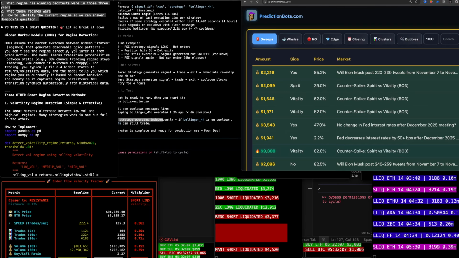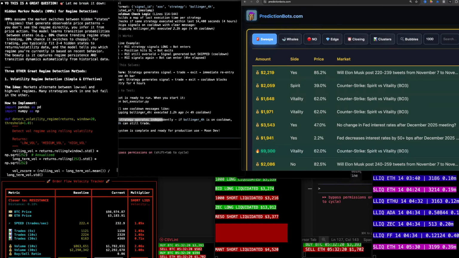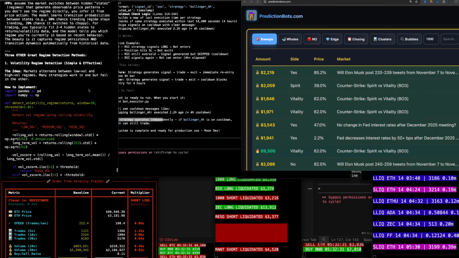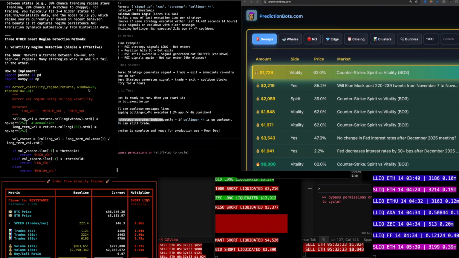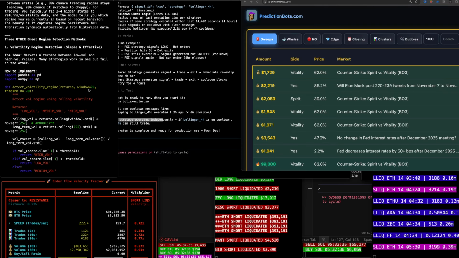The beauty is it captures regime persistence and transition dynamics automatically from historical data. So that's pretty dope. Here are 3 other good regime calculators, I guess. And let me know if you want me to crack that HMM back open, hidden Markov models, because we do have a great base there, and I'm kind of itching to get back into HMMs. So let me know. 3 other great regime detection methods.